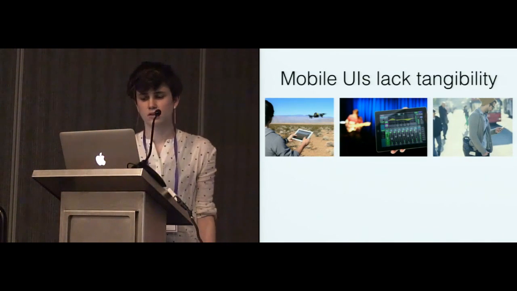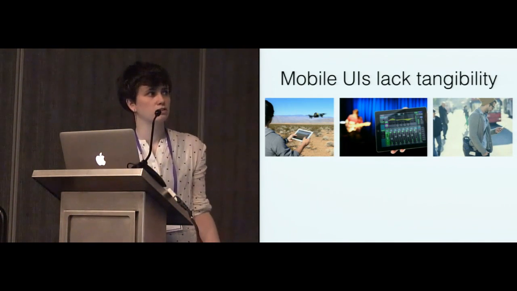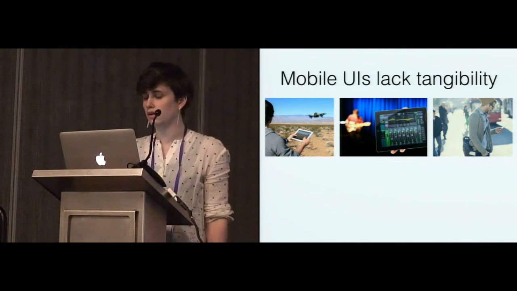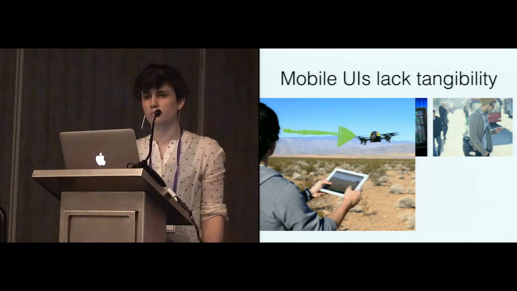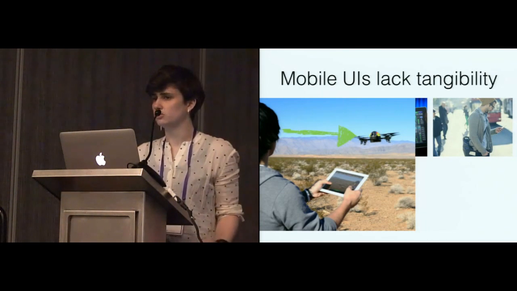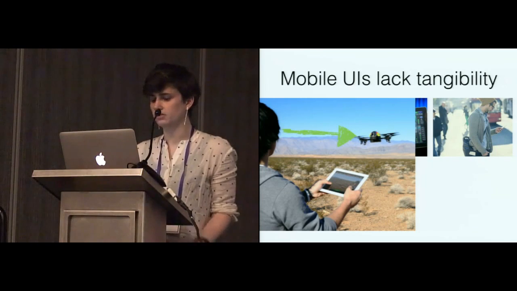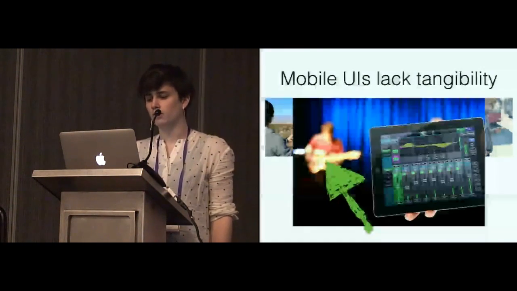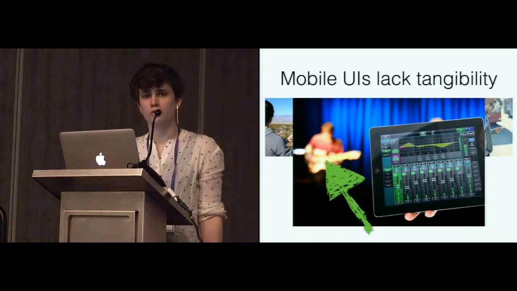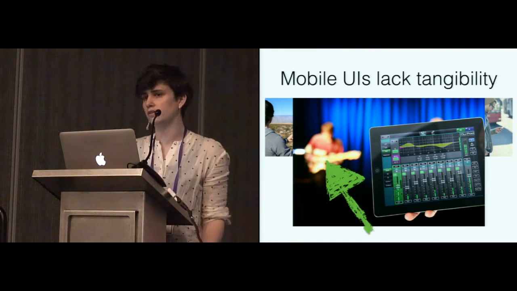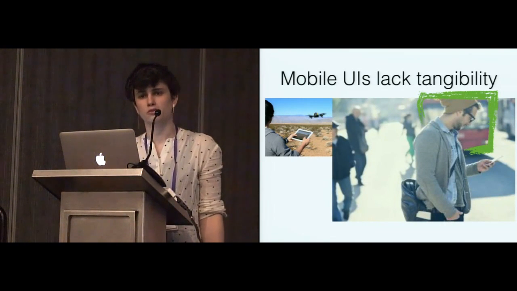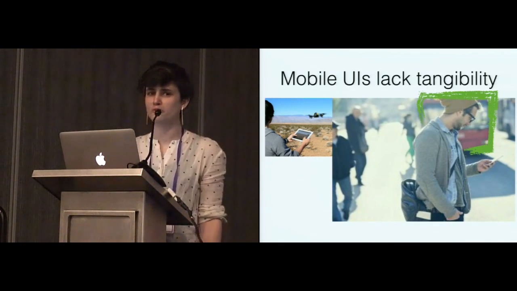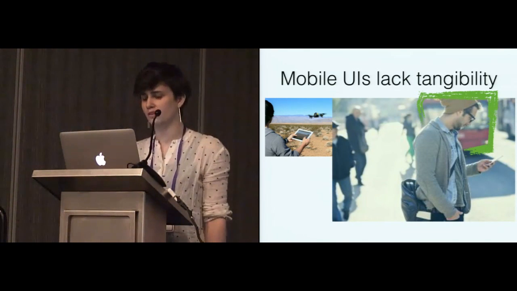So the work started by seeing that often mobile interaction lacks tangibility. I'm going to show 3 examples of this. For example, if you pilot a drone with your tablet, what you want to look at is the drone that you're piloting. If you are a sound engineer and you're doing a balance for a performance, who you want to look at is the performer on the stage in order to communicate with this person. And if you're crossing the street while using your mobile phone, what you should look at is actually the bus that is on the street.